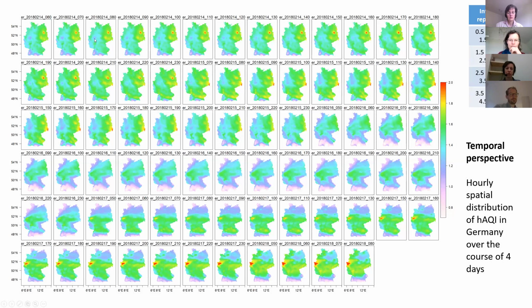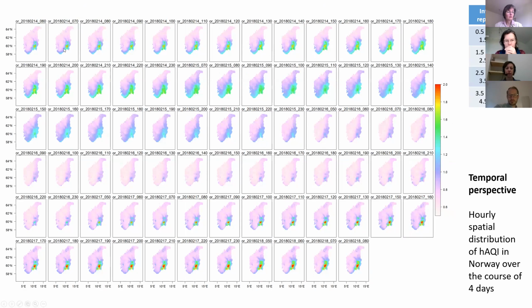And you see how basically we have the hotspot in Berlin, which then slightly goes away, and then we have relatively low air pollution throughout the middle of the period, and then we increase in air pollution again towards the end of the period, and then have the strongest hotspots here in Western Germany. So this is the kind of information that you can extract from this. Now, here's the same thing for Norway. Again, we have the hotspot over Oslo, which then goes away. We have lower pollution levels in the middle, and then stronger pollution again towards the end. So this is a temporal perspective.